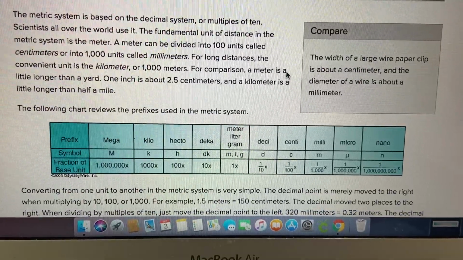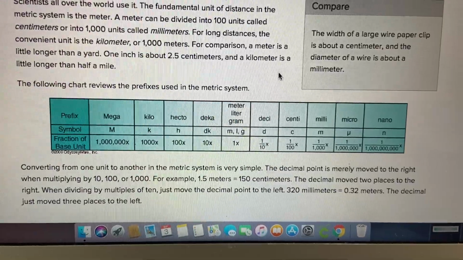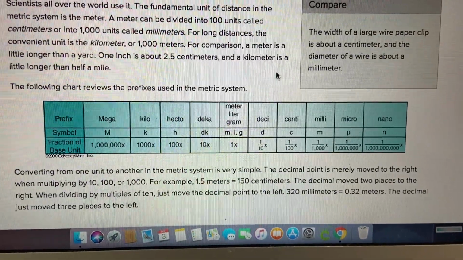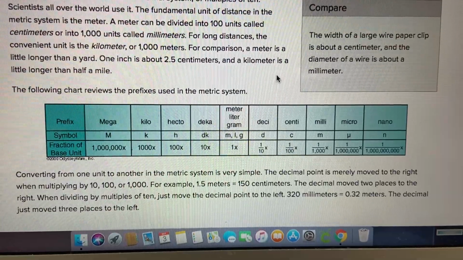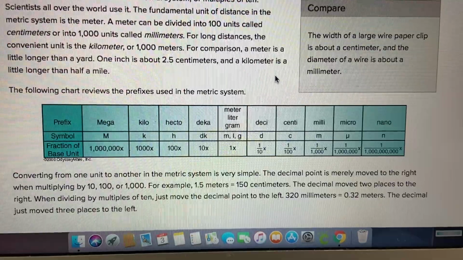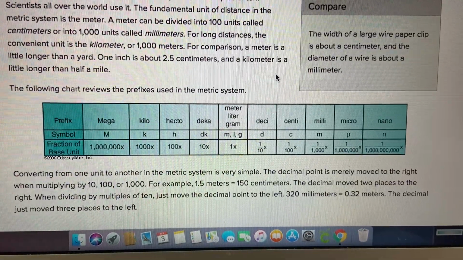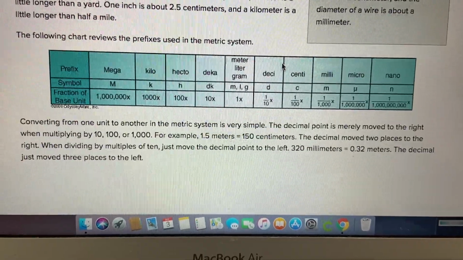For long distances, the convenient unit is the kilometer, or 1,000 meters. For comparison, a meter is a little longer than a yard. 1 inch is about 2.5 centimeters, and a kilometer is a little longer than half a mile. The following chart reviews the prefixes used in the metric system.